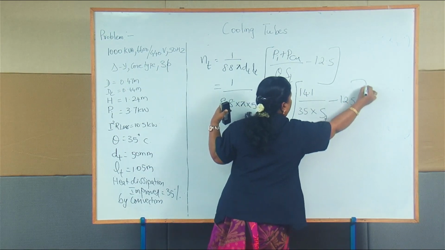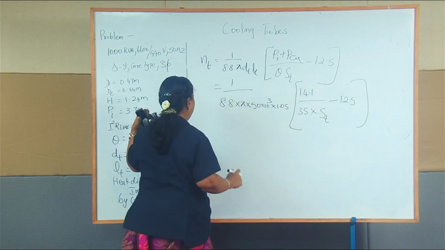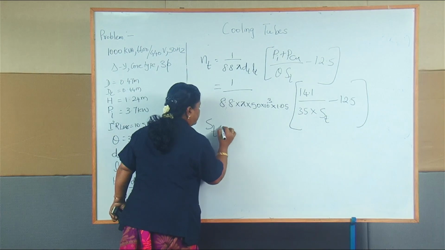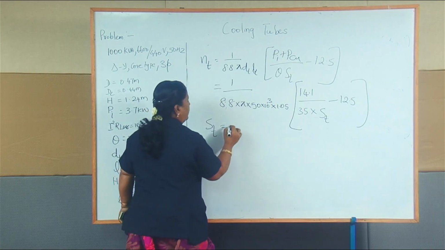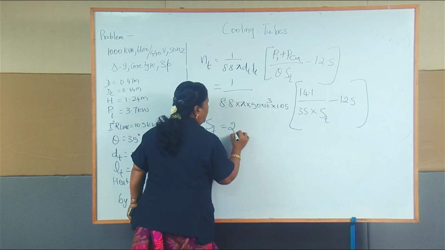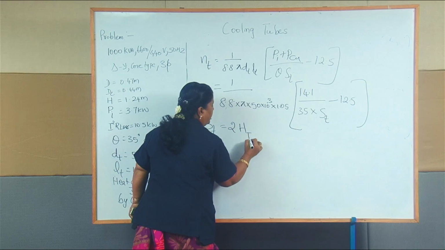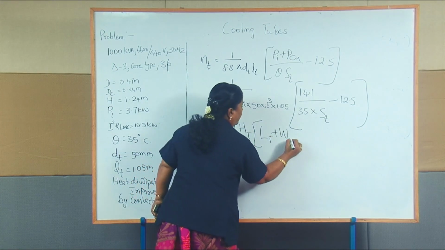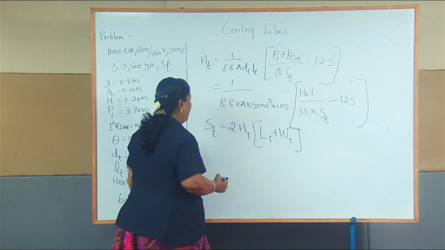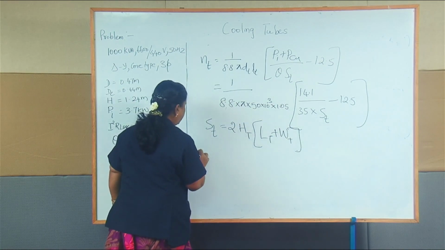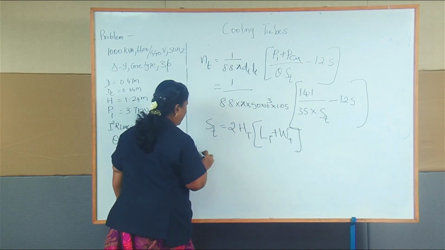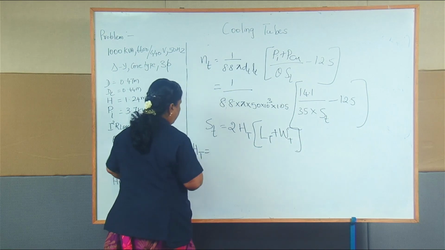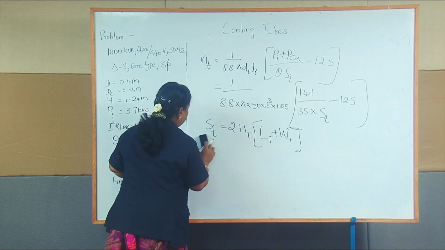Okay. So, now we have to calculate the surface area of the tank. What is the formula to calculate the surface area of the tank? ST equals 2 into HT in bracket LT plus WT. Am I right? So, now let us try to calculate the height of the tank. What is the formula to calculate the height of the tank? Instead, we will calculate the width of the tank first.